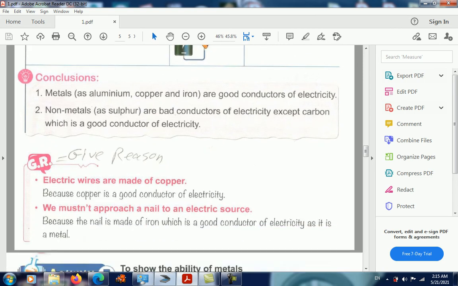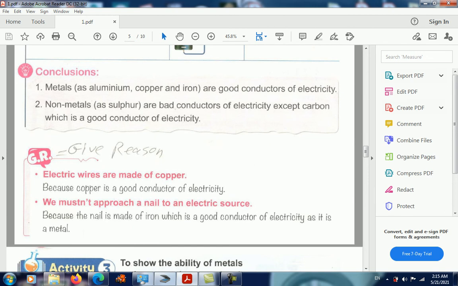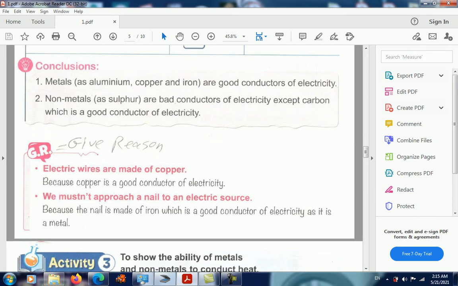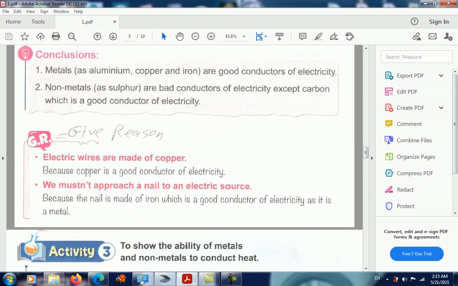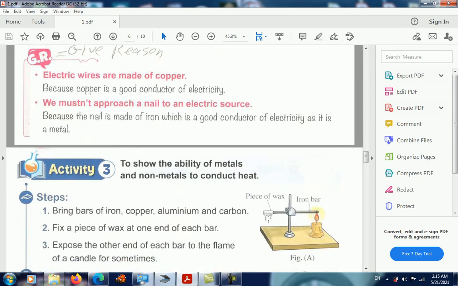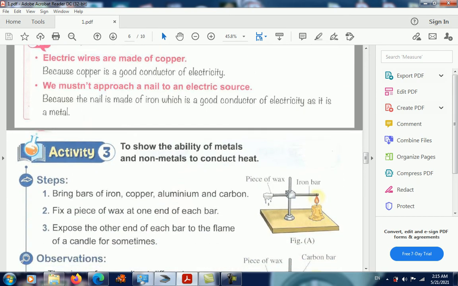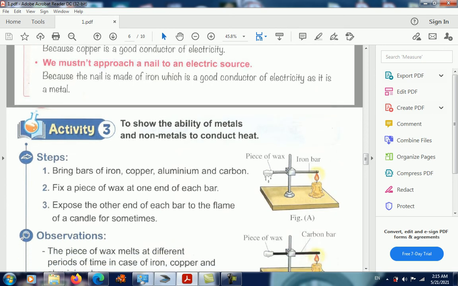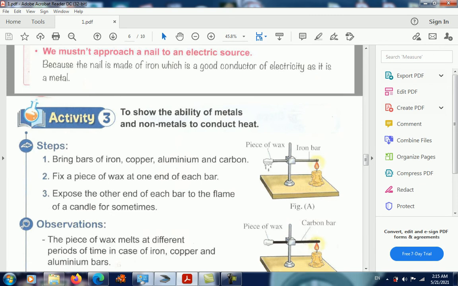So conclusions. Number 1, metals such as aluminium, copper and iron are good conductors of electricity. Number 2, non-metals such as sulfur are bad conductors of electricity, except carbon, which is a good conductor of electricity. Give reason: electric wires are made of copper because copper is a good conductor of electricity. We mustn't approach a nail to an electric source because the nail is made of iron, which is a good conductor of electricity as it is a metal.